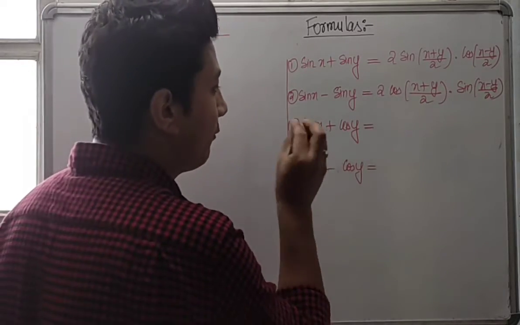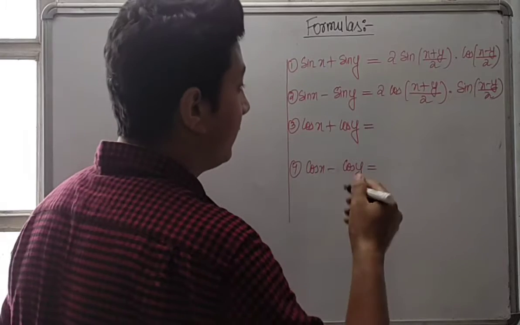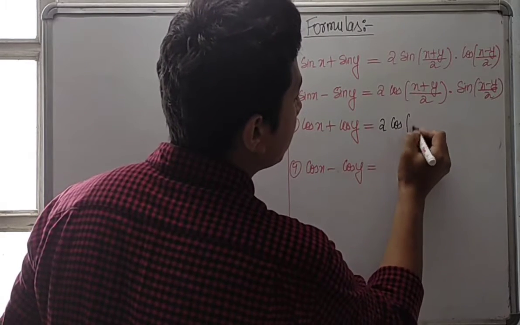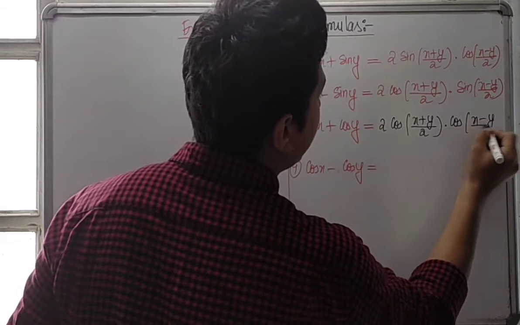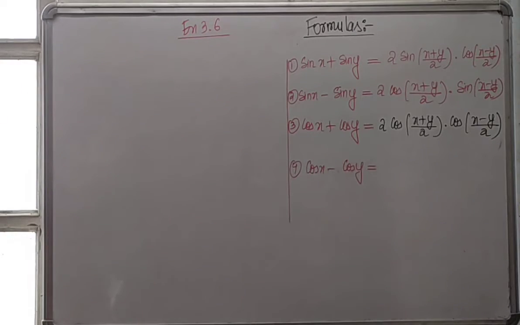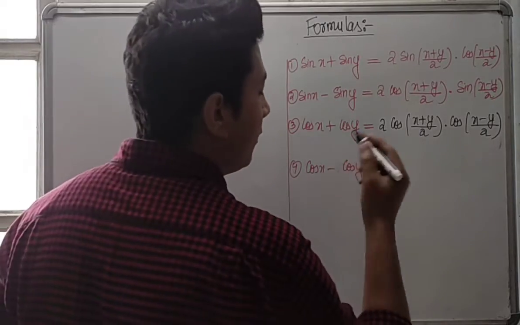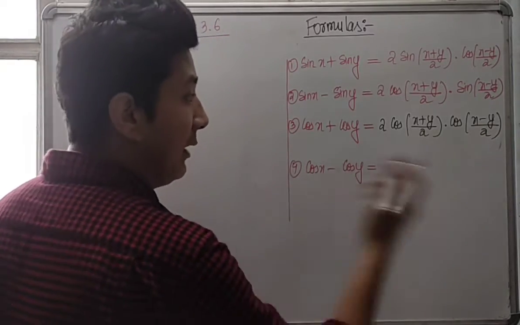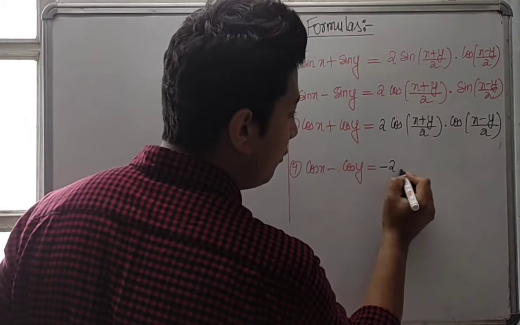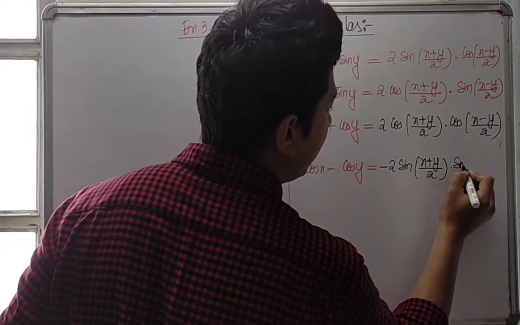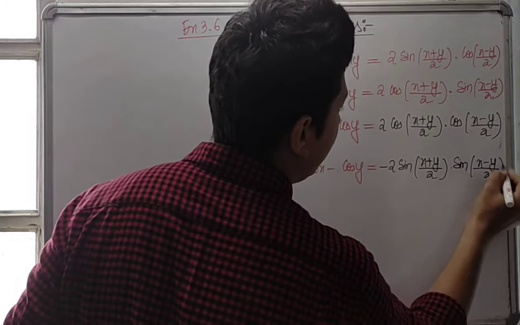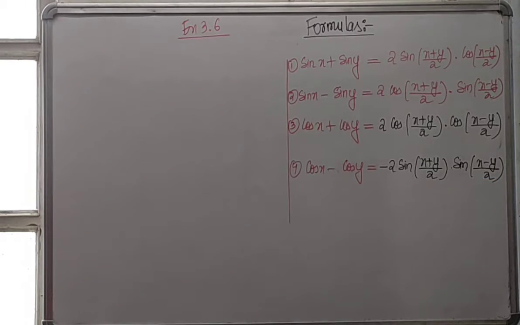So let's see the formula of cos x plus cos y. The formula is given by 2 cos (x plus y) divided by 2 into cos (x minus y) divided by 2. The fourth one, cos x minus cos y, will be in terms of sine, but there will be a minus sign also. So minus 2 sine (x plus y) divided by 2 into sine (x minus y) divided by 2. So these are the four formulas that we need to remember, and please do learn them by heart.